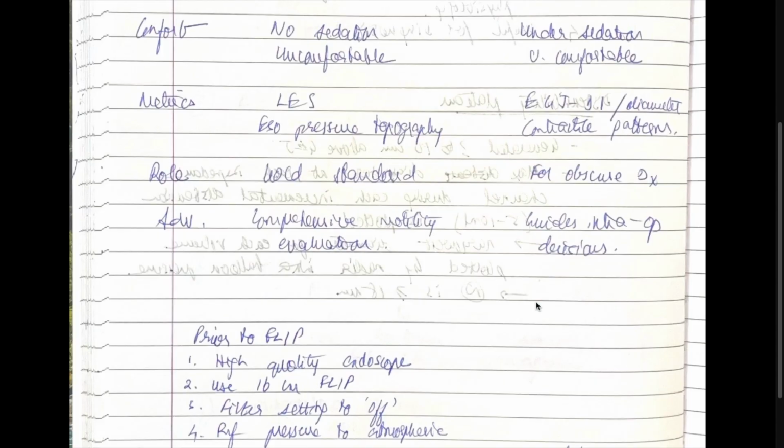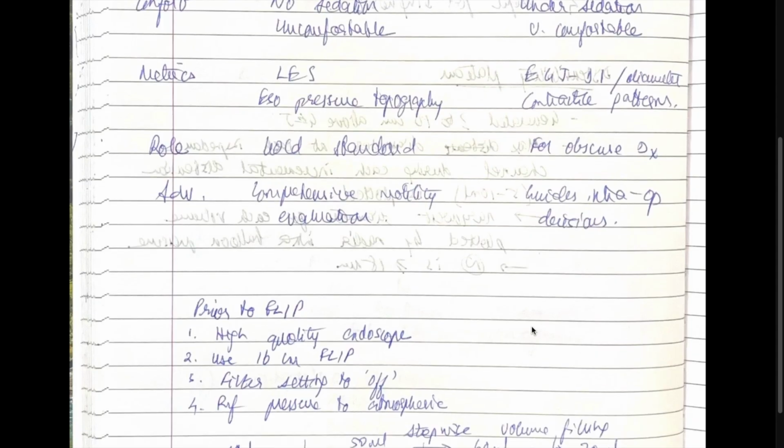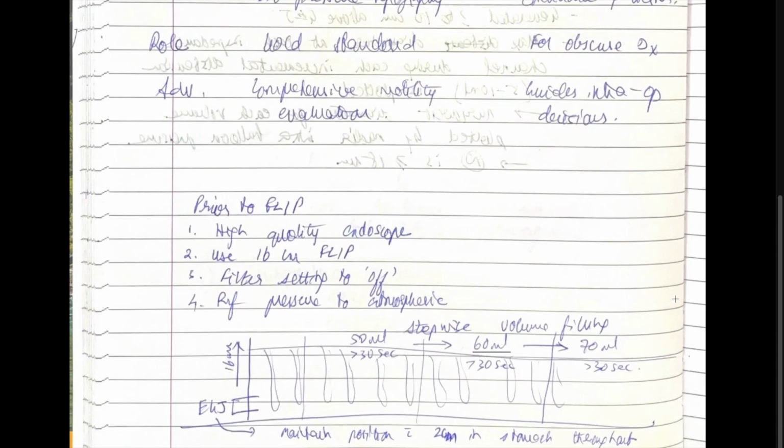The role of HRM: this is the gold standard for achalasia, and flip is done only in obscure diagnosis. The advantages are: HRM gives you a comprehensive motility evaluation, and a flip will guide you intra-op and helps you to make decisions while on the table. That's a good advantage.